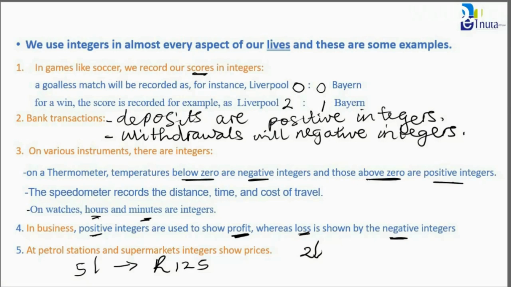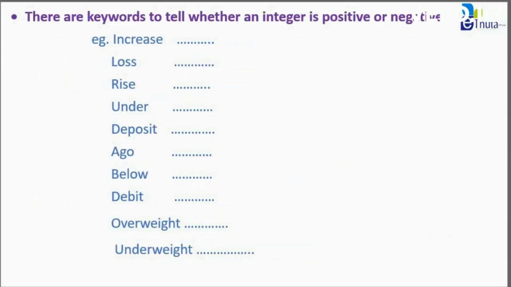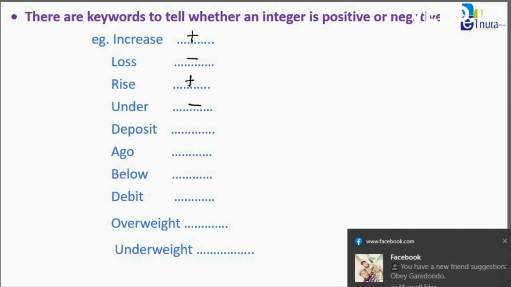Okay. Now, when using integers, we found that there are key ways to tell whether an integer is positive or negative. Where there is an increase of something, know that the integer must carry a positive sign. Where there is a loss, the integer must be negative. Where there is a rise, the integer must be positive. Where you go under, negative.